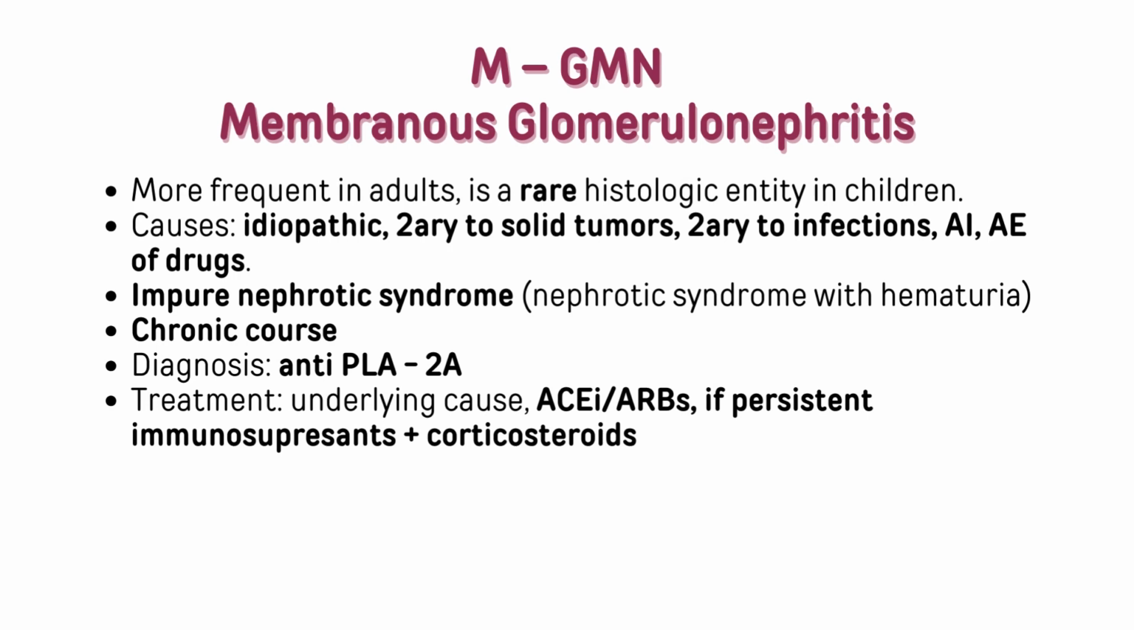Membranous glomerulonephritis is more frequent in adults. It's a rare histologic entity in children. Causes include idiopathic origin, secondary to solid tumors, secondary to infections, autoimmune, or adverse effects of drugs. It courses with impure nephrotic syndrome, so it means nephrotic syndrome with hematuria, and it has a chronic course.